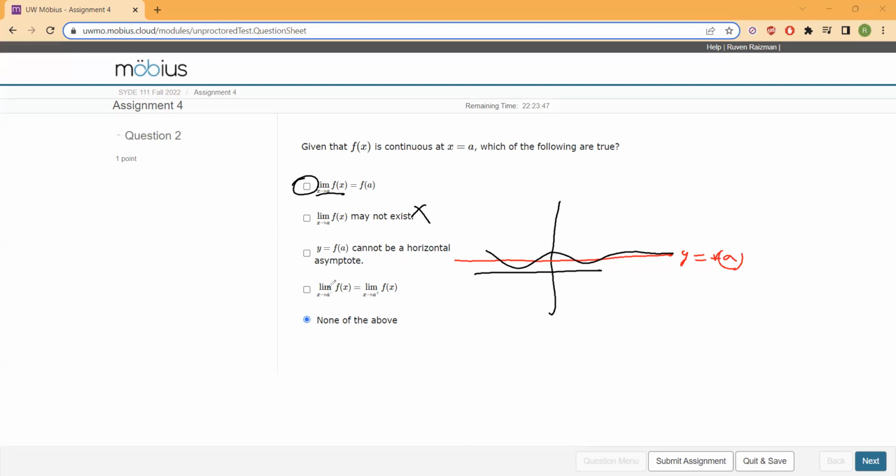And then finally, we have the limit as x approaches a from the left of f of x equals the limit at a. And this is true just because to have the limit as x approaches a of f of x equal f of a, this has to be true. So in this case, we would have two responses. It would be this one and this one.